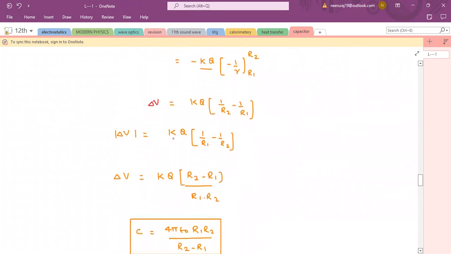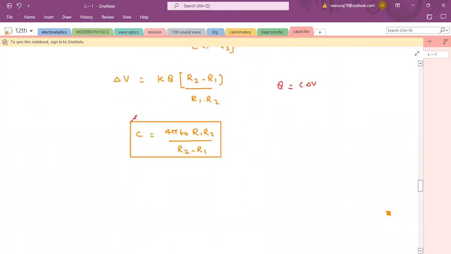And now, this is the change in potential, KQ times 1 by R1 minus 1 by R2. Please simplify this. Compare this with the equation Q equals C delta V. So this is the capacitance of a spherical capacitor. Okay, remember this formula.